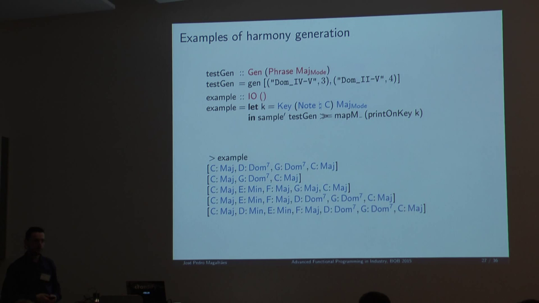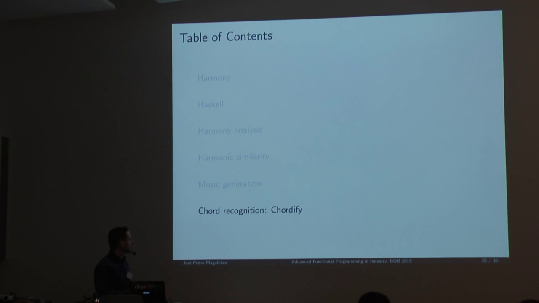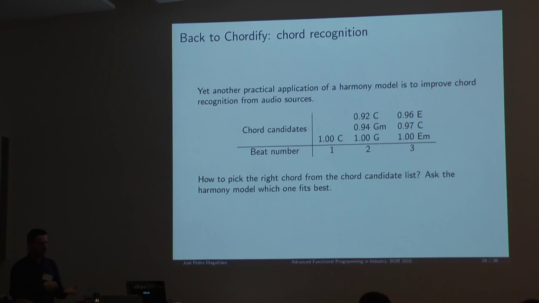I'm running out of time, but I still want to go back to Chordify and just explain the problem there. So there you are recognizing chords from an audio source. So you have, at some point, you're going to have different candidates for each beat. And this is like their weight, the confidence that this is the chord there. So the highest confidence is on a G, but it could be a G minor as well.